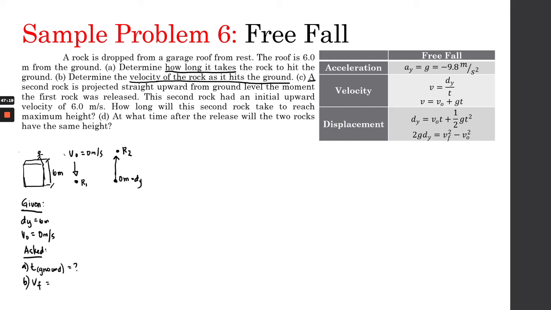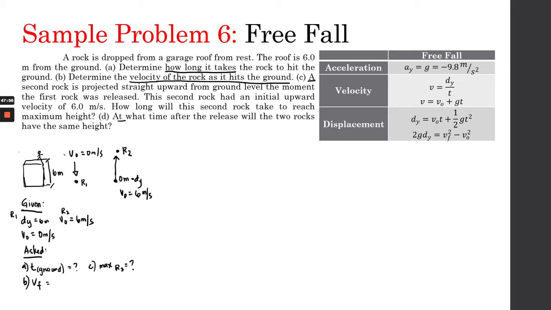The second rock had an initial upward velocity of 6 meters per second. So another given is the initial velocity for R2, for rock 2, is 6 meters per second. So this is for R2 and this is for R1. How long will this second rock take to reach the maximum height? So as for C, they're looking for the maximum height for rock 2.